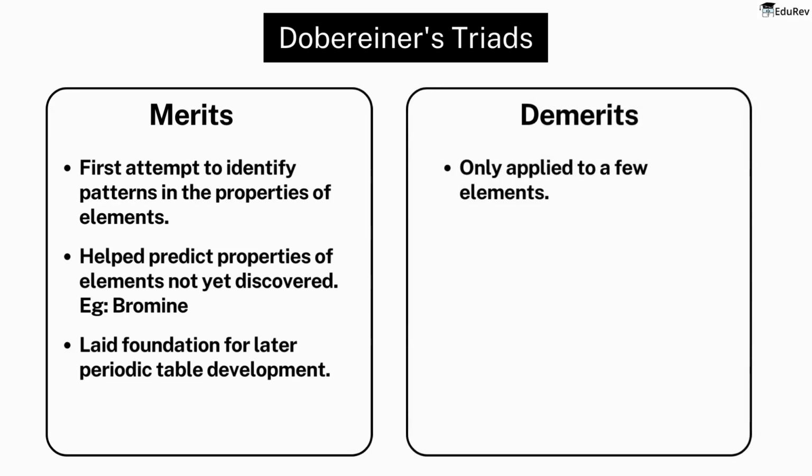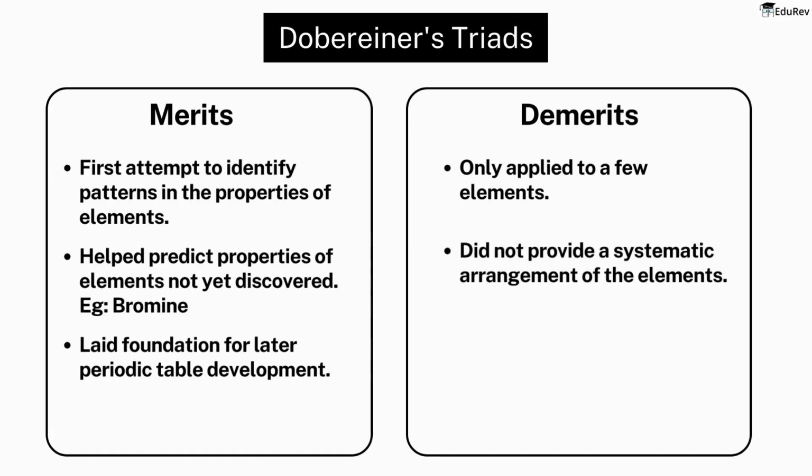However, one of the demerits of Dobereiner's triads is that they only applied to a few elements. He only identified 3 triads that included a total of 9 elements. This pattern did not extend to all elements, and it was difficult to apply the triads to elements beyond those 9. Additionally, the triads did not provide a systematic arrangement of the elements, which made it difficult to compare and classify a large number of elements.